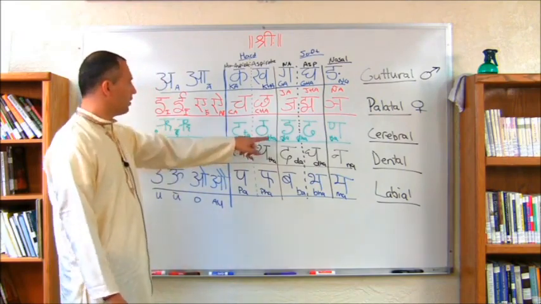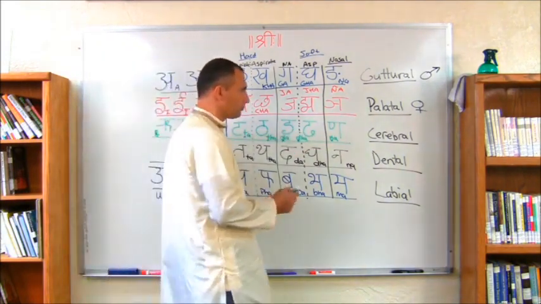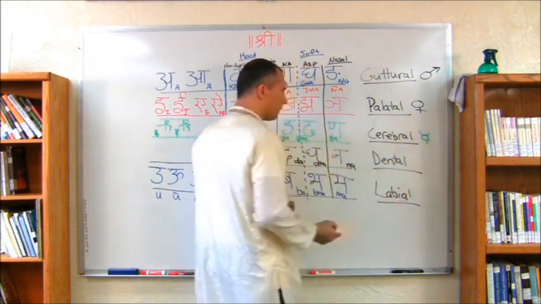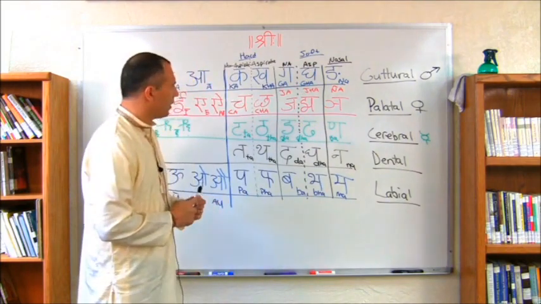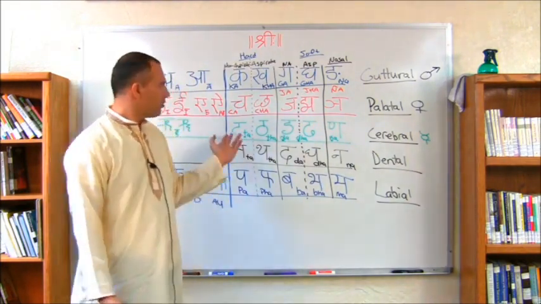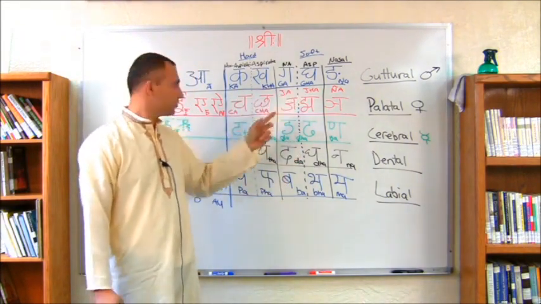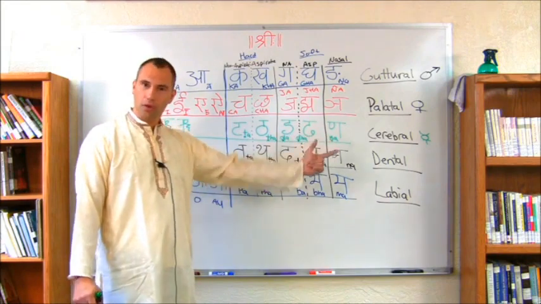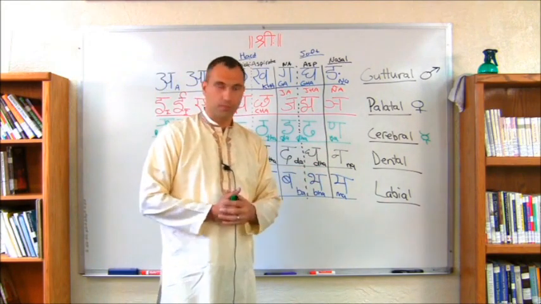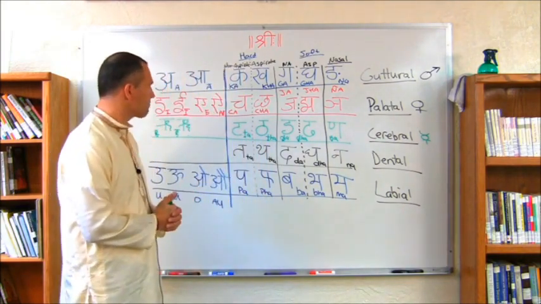Cerebral. And this row relates to the planet Mercury, and communication, because see how fast you can say these. K, k, g, g, ng is harder to say than da, da, da, da, da. See how quick, see how easy you can say that? And Mercury is a planet of communication and information and quickness, speed.